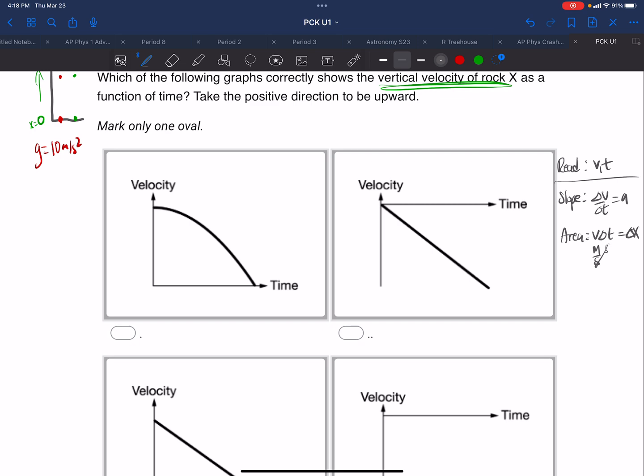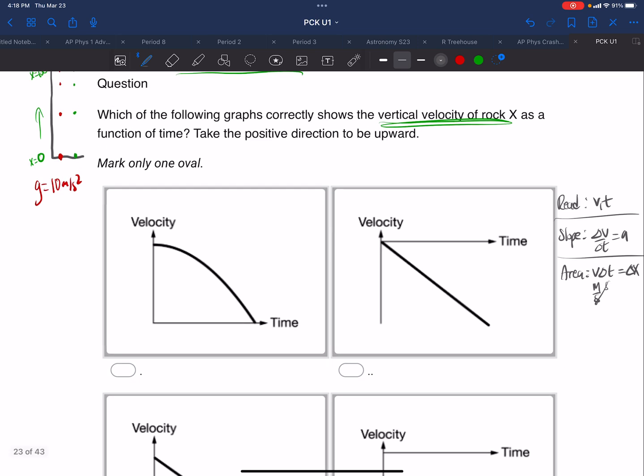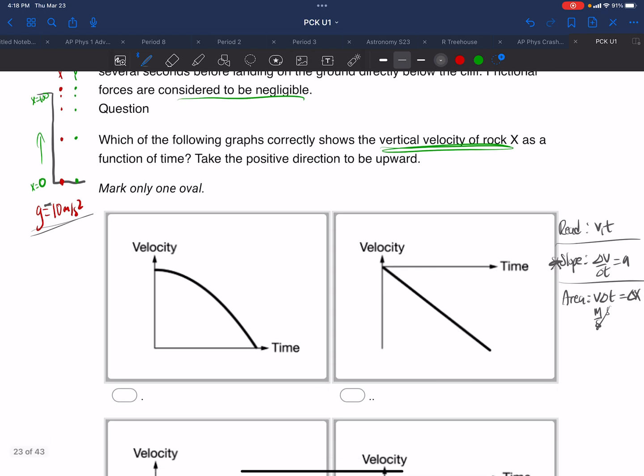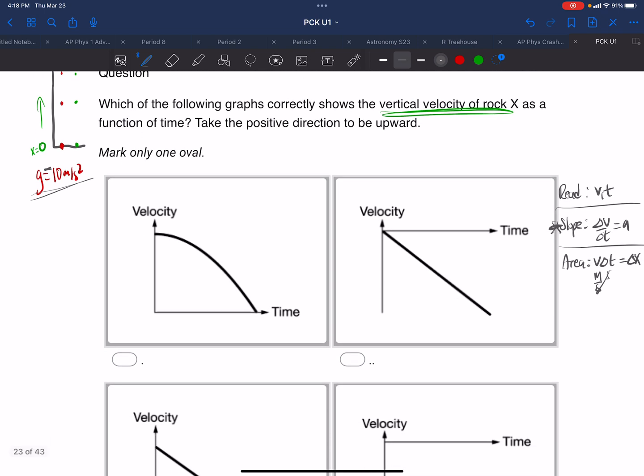Now, for an object like rock X undergoing free fall, one of the things we know is that the acceleration is constant, and the acceleration is the slope. And since the positive direction is upward, the acceleration is minus 10. So we're looking for a slope of minus 10. Now, when we look at this first choice, the slope is changing, so it can't possibly be this first choice.